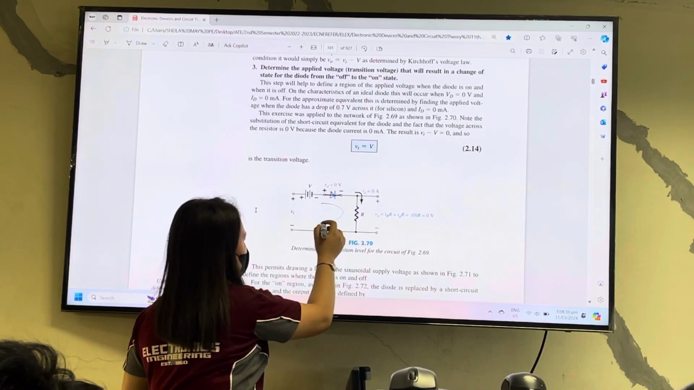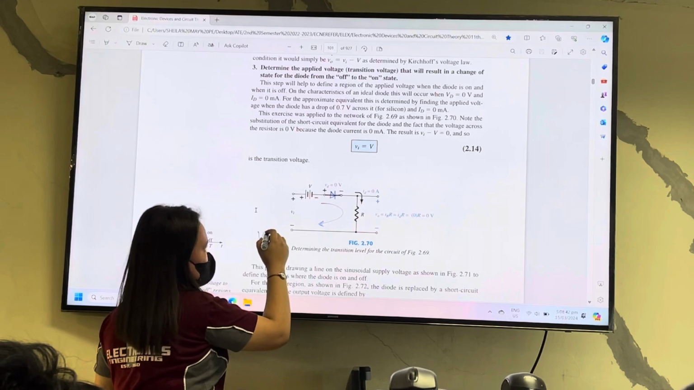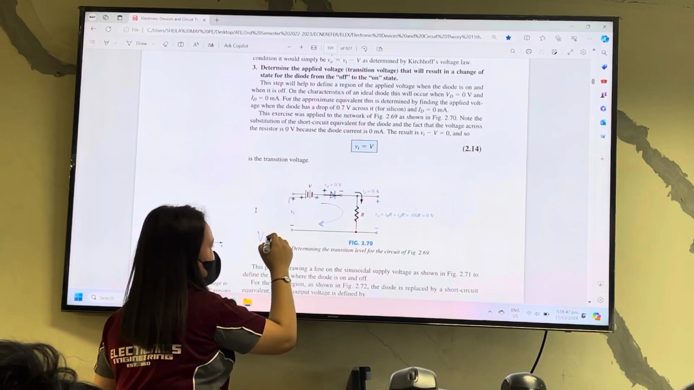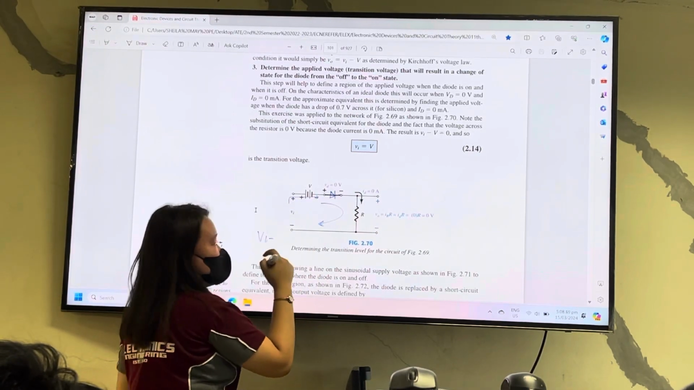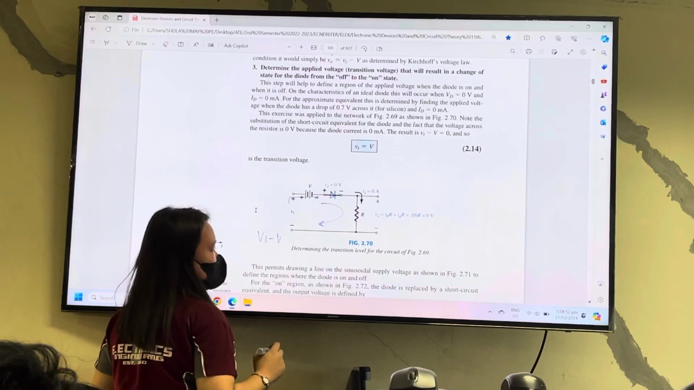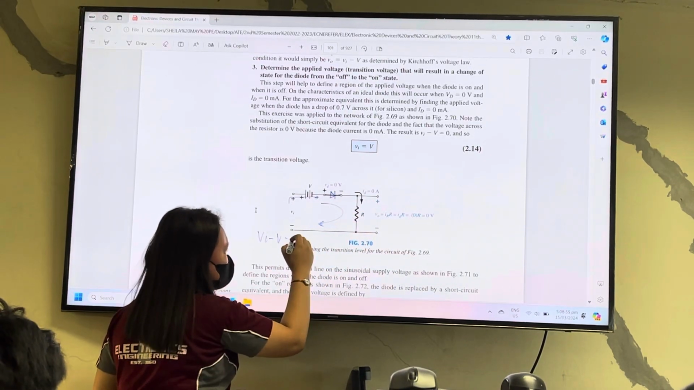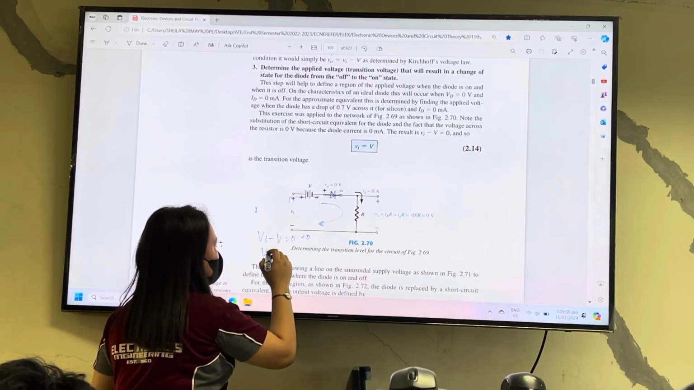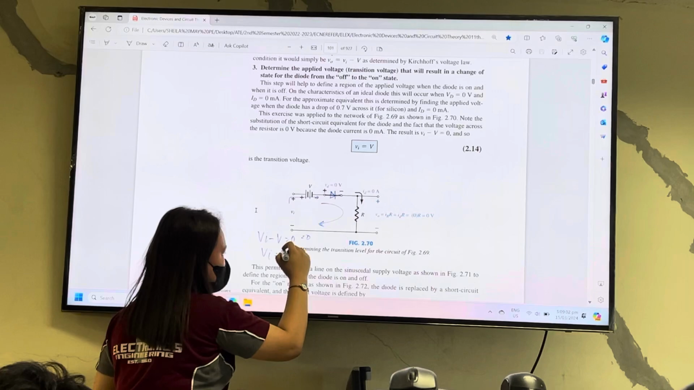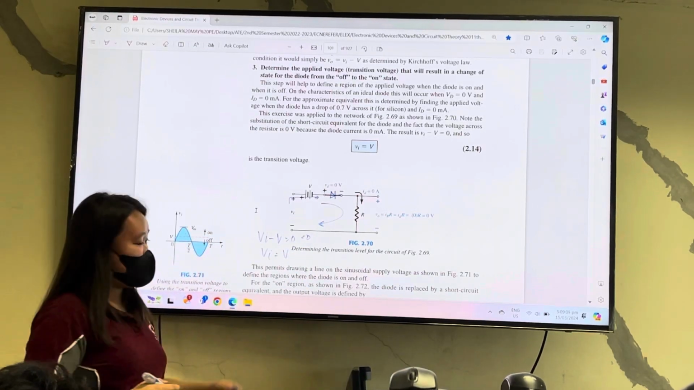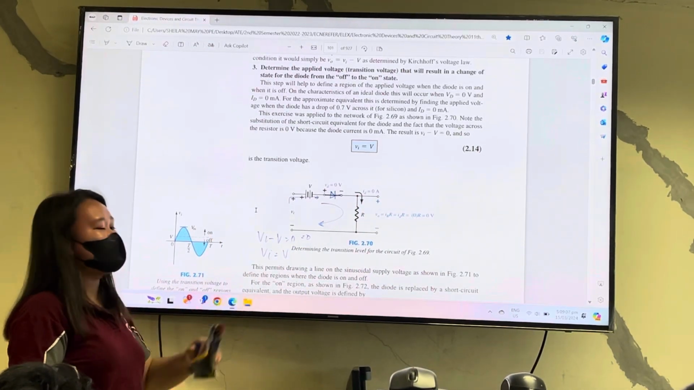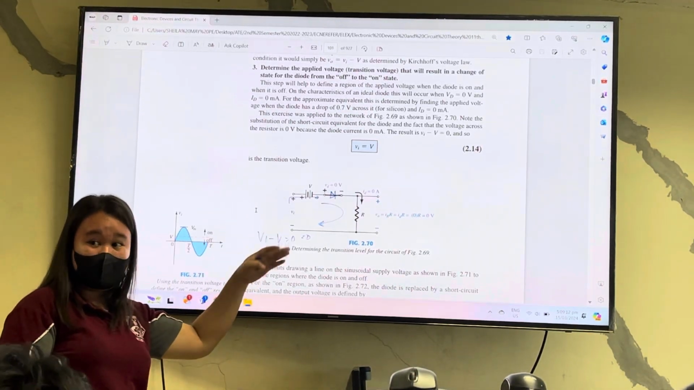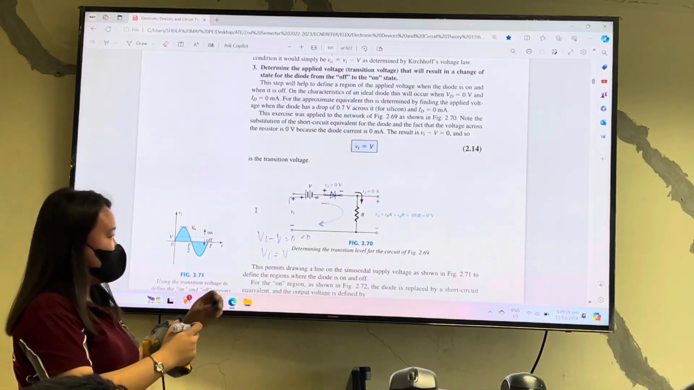So, VI, okay? Transposing V to the other side of the equation, VI is just equal to our V. So, our transition voltage is just equal to our V. That is for ideal.